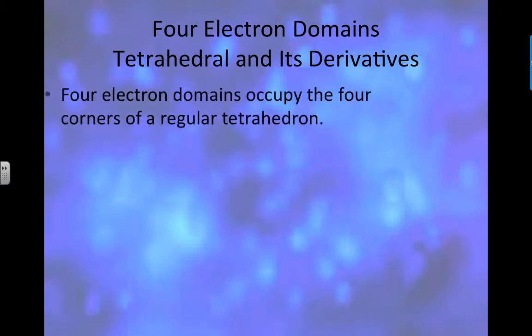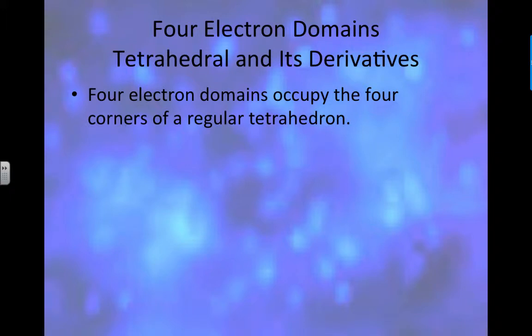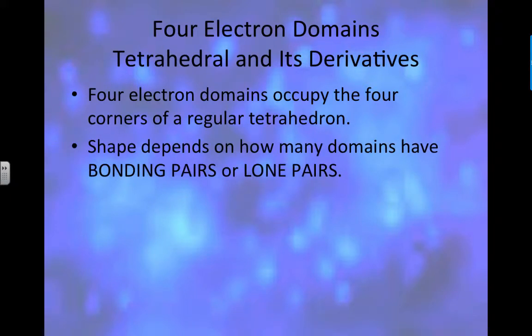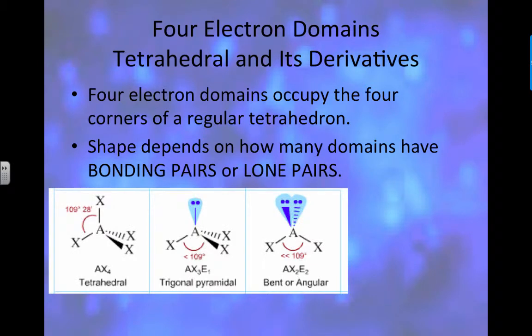If we have 4 electron domains, then we are looking at the tetrahedral arrangement of the electrons and the derivative shapes from the tetrahedral. So the shape that you see depends on how many bonding pairs and how many lone pairs are present. Here's some examples. The tetrahedral is the place that we started with in class when we were building the models. The bond angle between bonded atoms is 109 degrees. And the example that we used here was methane, CH4.